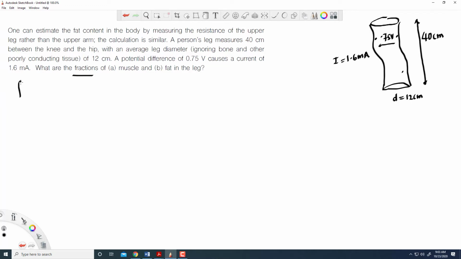So let's say F sub f is the fraction of fat, and F sub m is the fraction of muscle. So the fractions should add up to 1. For example, if you have 1/3 of fat and 2/3 of muscle, that should add up to 1. Just adding the fractions gives you a total of 1. So we can write this as fraction of muscle is 1 minus fraction of fat. So we need to find Fm and Ff.